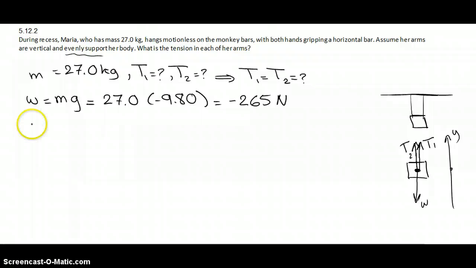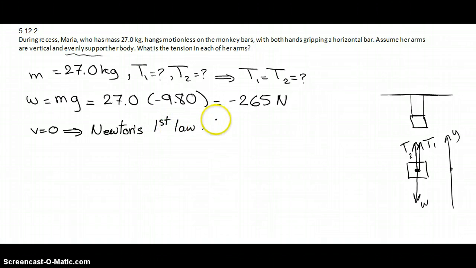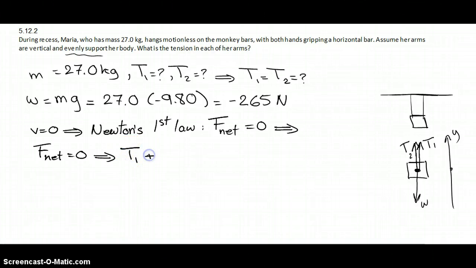I can see that she is motionless, which means that velocity is 0 and, according to Newton's first law, I can say that F net is equal to 0. So, F net is equal to 0. I will substitute. What are the forces acting on her? There's T1 and T2 and W. That is all equal to 0.